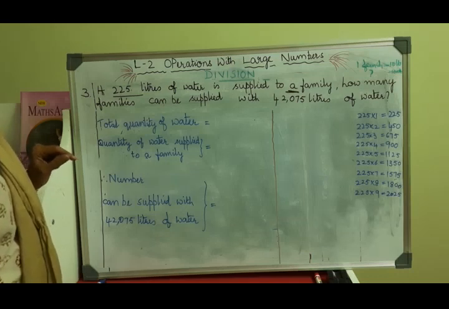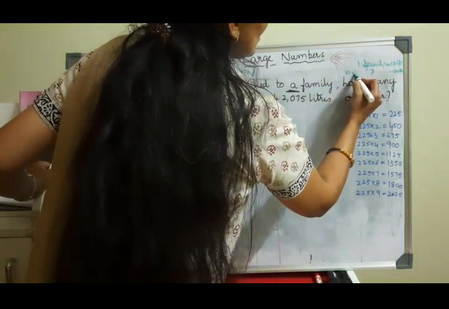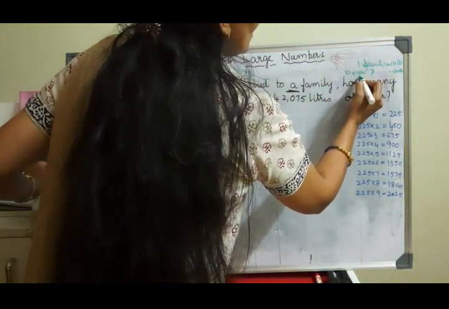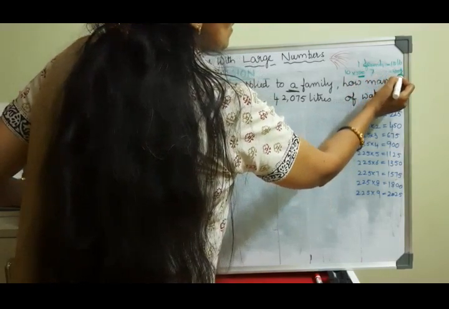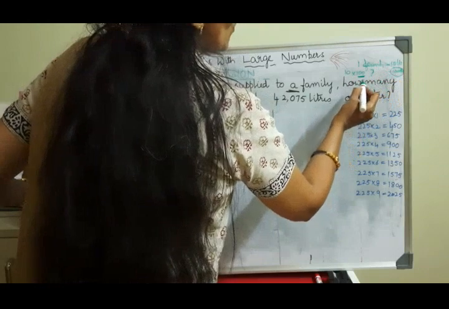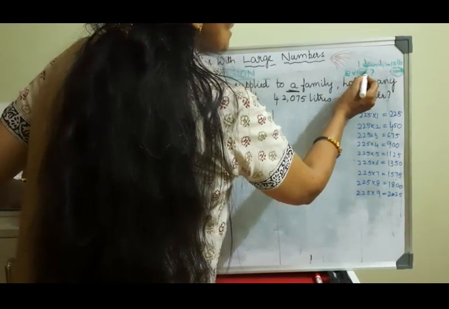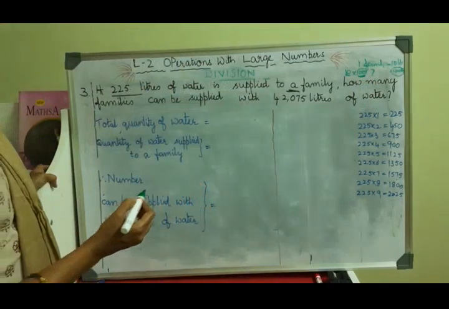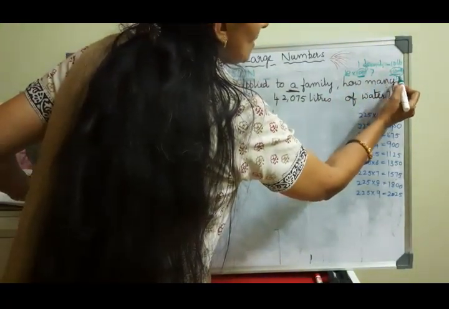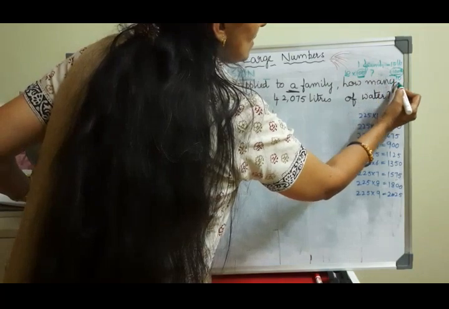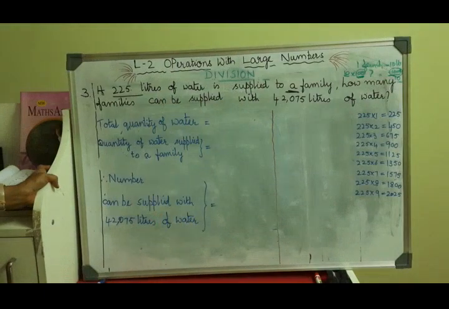100 families will get the water. 10 into 100. 100 families will get the total 1000 liters of water. Each family will get 10 liters, so 100 families will get the water. So what you have to do? 1000 divided by 10. You will get the answer as 100. Right? Like that you have to understand the sum.